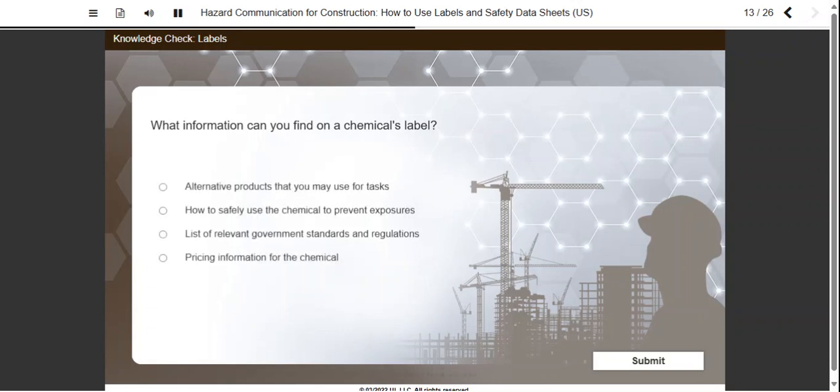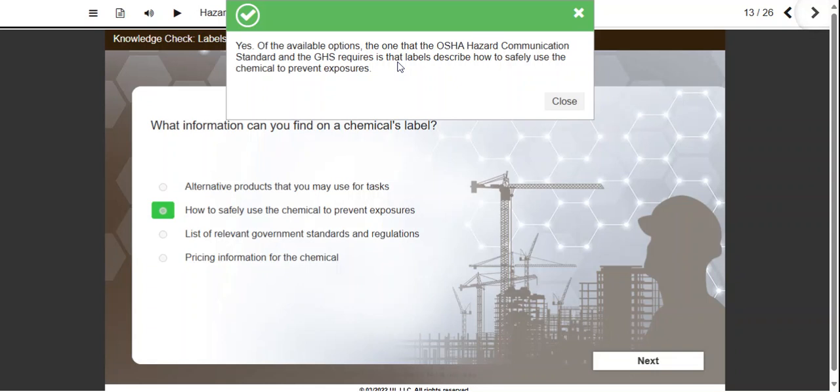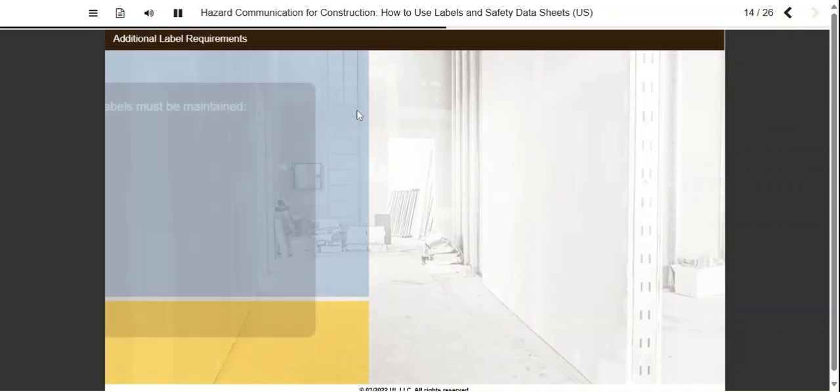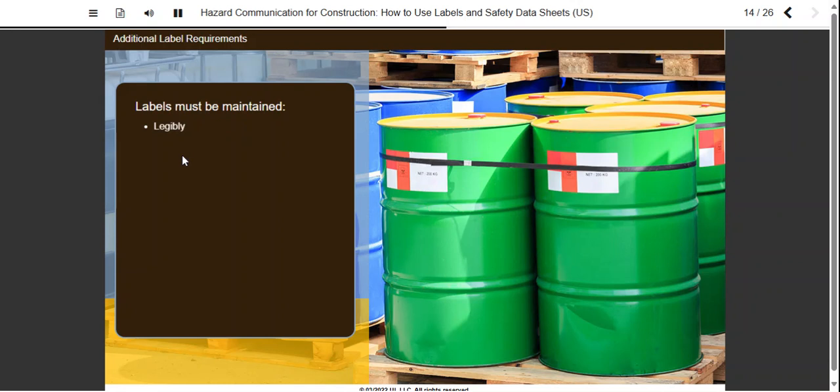What information can you find on a chemical's label? Labels need to be legible so that people can read them. They also need to be in English. They may be in other languages as well, but English is required. Labels should be prominently displayed so that anyone can easily identify the contents.